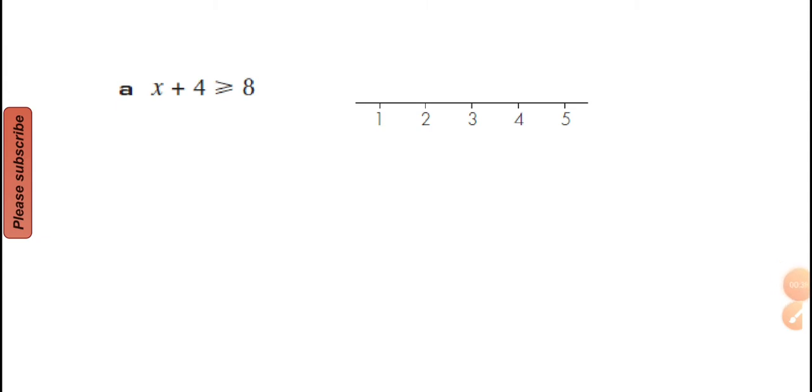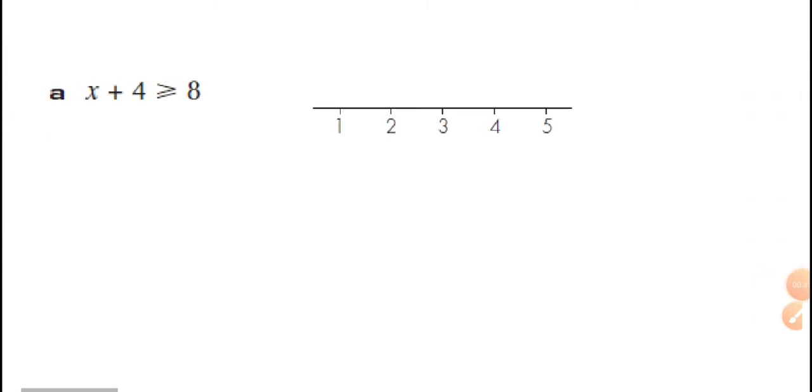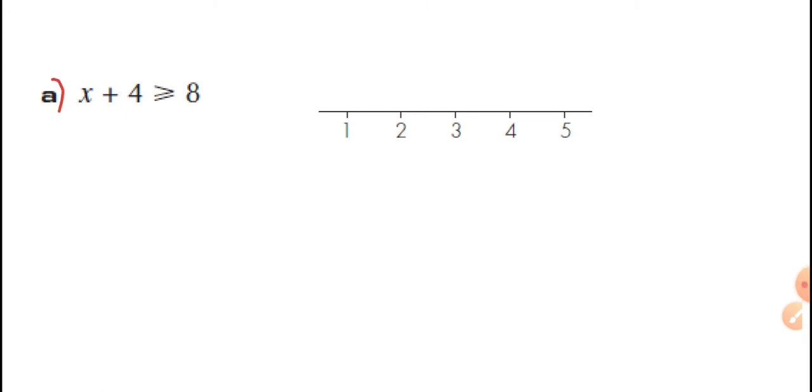So question A. We want to get the x by itself. To get the x by itself, we have to take away 4 from both sides. To get rid of this plus 4, take away 4 here, take away 4 here. On the right hand side, 8 take away 4 is just 4. On the left hand side, the add 4 and the take away 4 cancel out, which is what we wanted, so that we get our x by itself. So x has to be greater than or equal to 4.